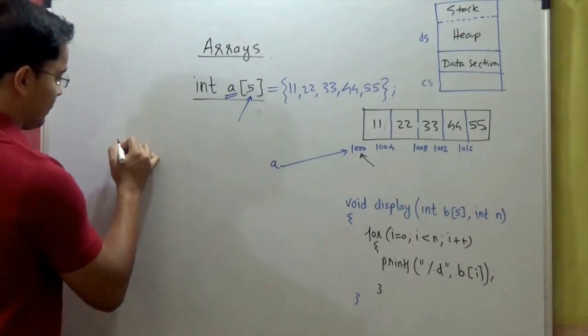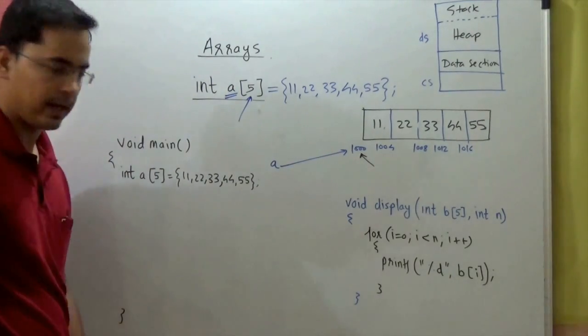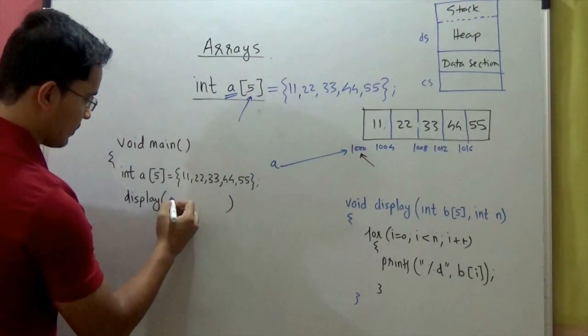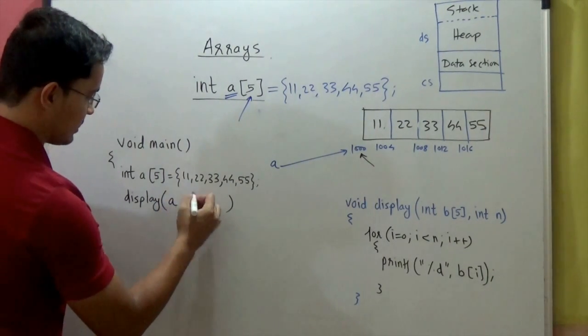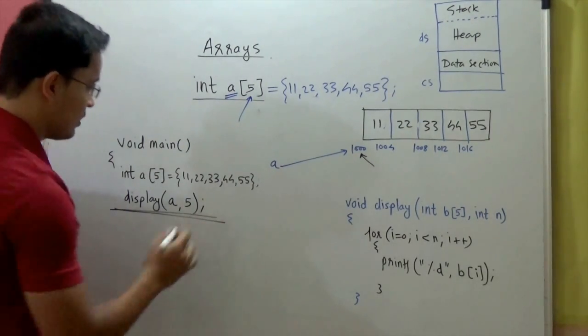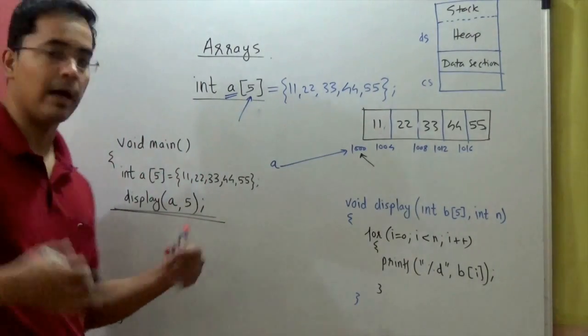So let's say this is our void main. Now I want to display this array. So I'll call that function. So I'll say display, pass the array name, right? So I'll say A and size, that is 5. So this is my call, right? So this is a call to the function, and here we are using the pass by value technique.